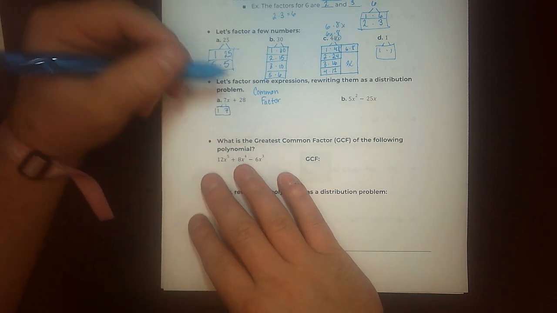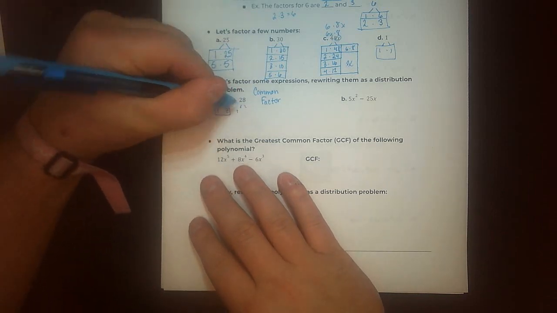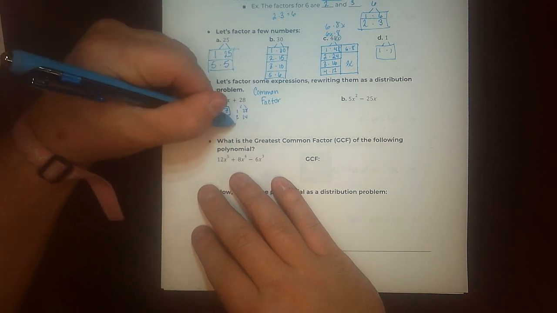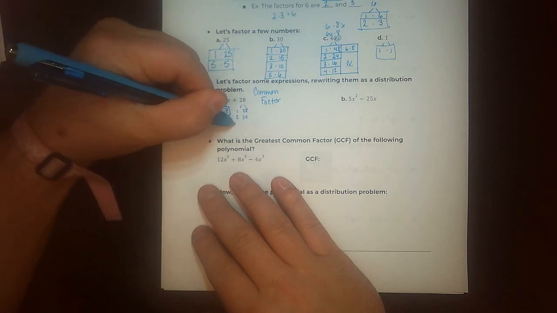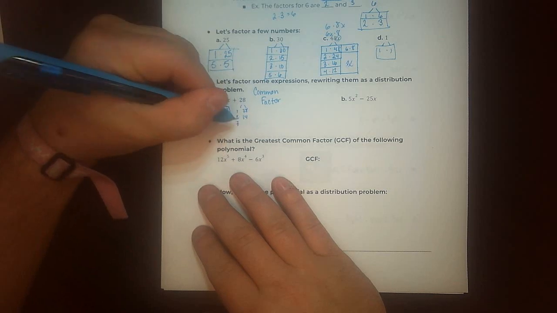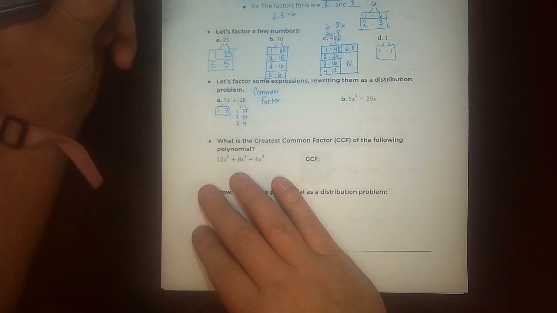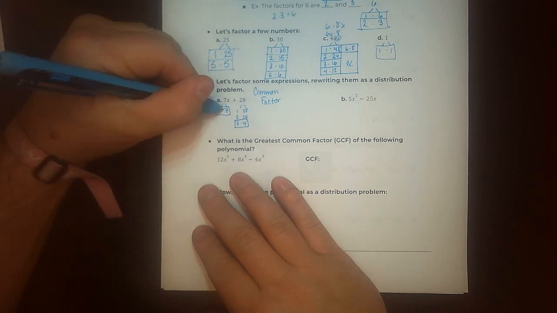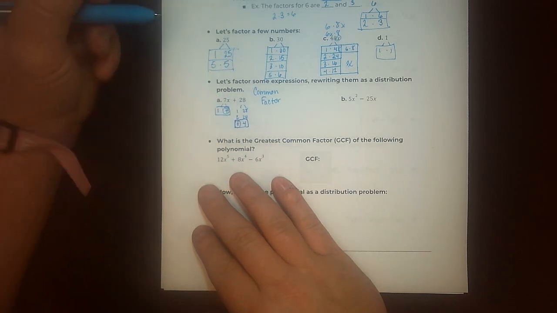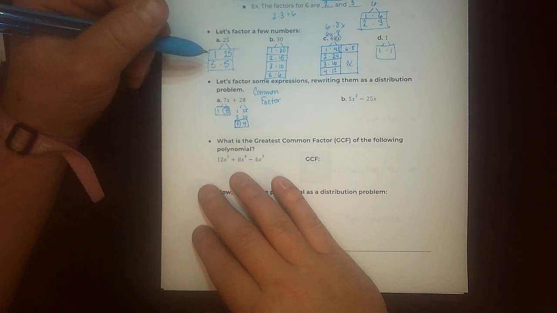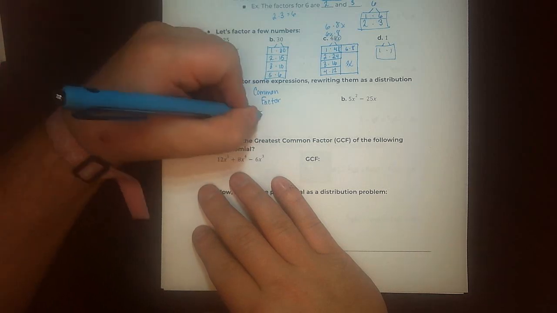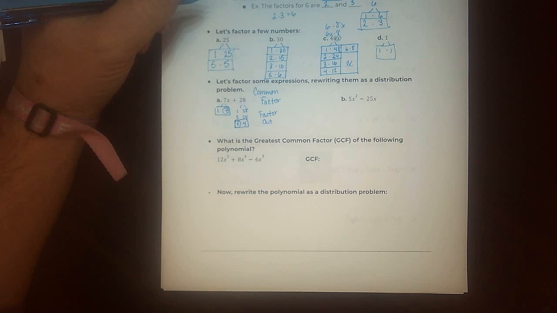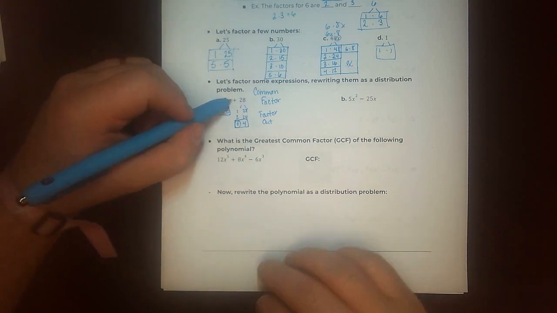But what about the number 28? Well, let's think about 28. We have 1 and 28. We have 2 and 14. We don't have 3. We don't have 4, 5, 6. So we do have 7, right? 7 times 4 is 28. So do you see how 7 and 28 share a common factor of 7? So what we're going to do is what we call factor out. We're going to factor out a 7, meaning we're going to divide both of these by 7.